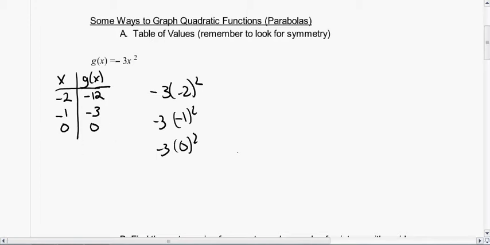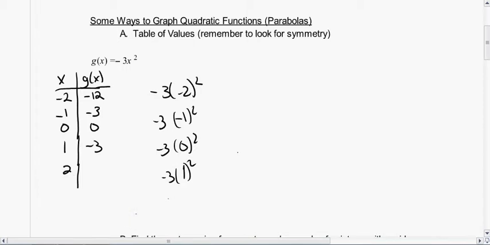And maybe we'll go one more on the other side here. So going to the other side, I want to try to continue going up by even amounts. So I'm going up by 1 still. Plug in 1. 1 squared is 1 times the -3 is still a -3. And so now I'm starting to see the symmetry here, and I'm expecting that when I plug in +2, I'm going to end up with -12.